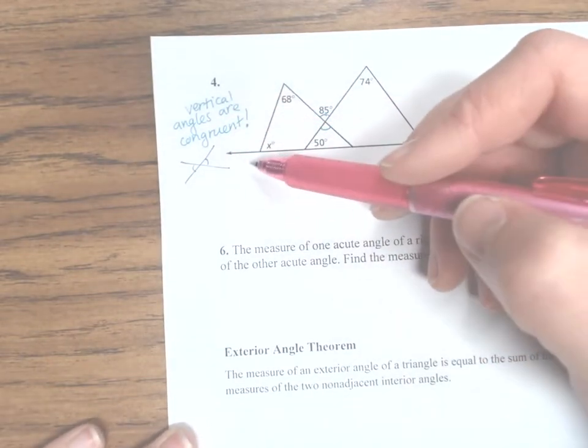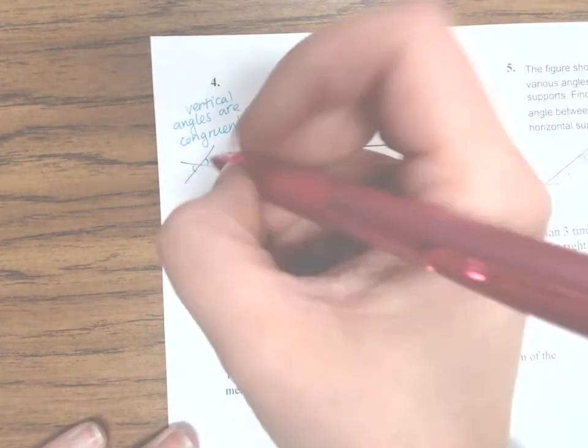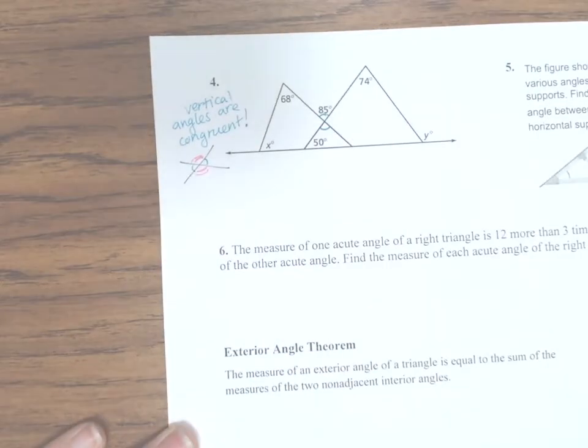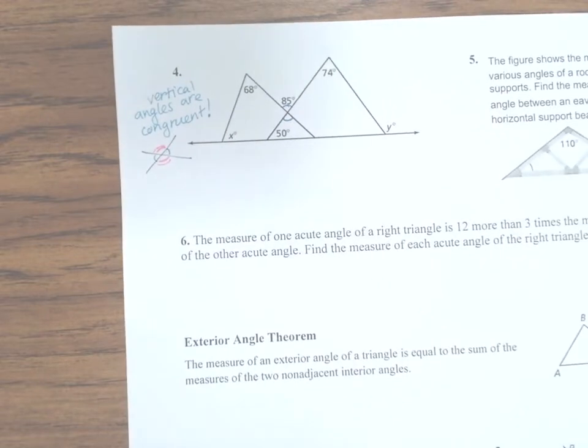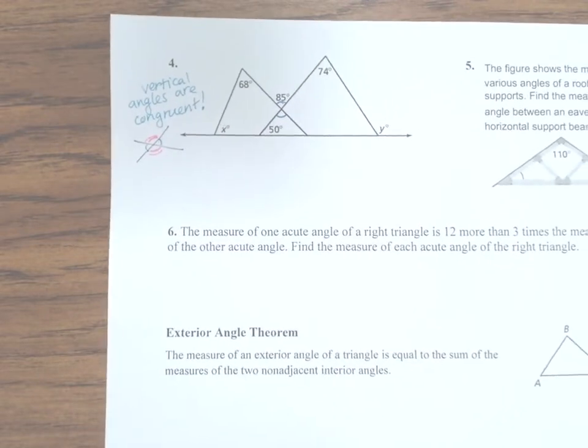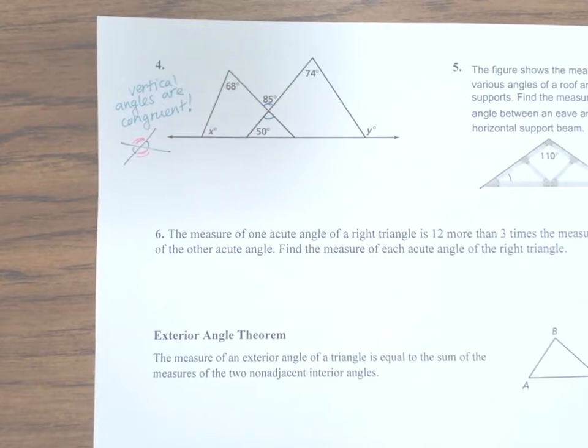So vertical angles are congruent. So those two are congruent, and that would also mean that the two directly across from each other that way would be congruent. So that's something you would need to know for this one. You've got lots of different things going on here. You basically have some overlapping triangles here.